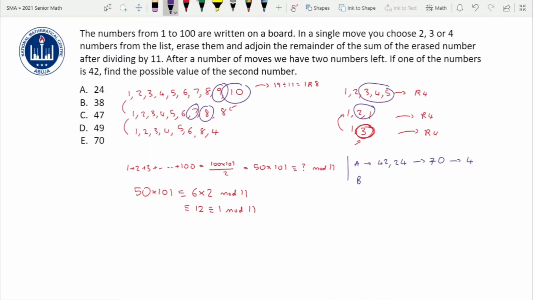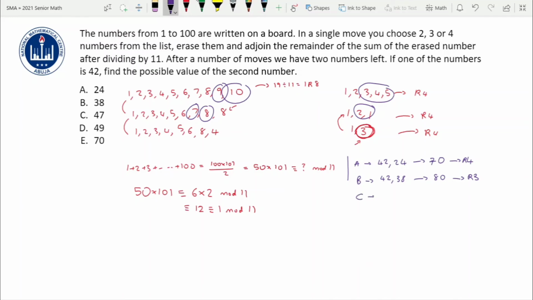So let's consider the second number, which is 38. If 38 is the other number that we have at the end, that means we'll have the numbers 42 and 38 on the board. If you add these two numbers together, you will have 80. And if you divide 80 by 11, you have a remainder of 3, and we're expecting a remainder of 1. So it's not possible to have 38 as the second number at the end, after performing these moves a large number of times, right?